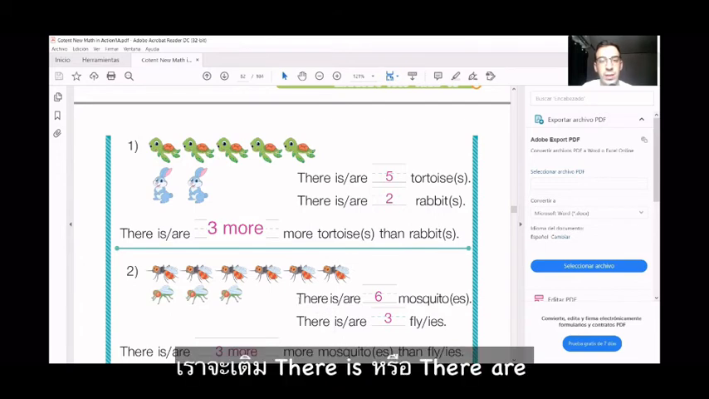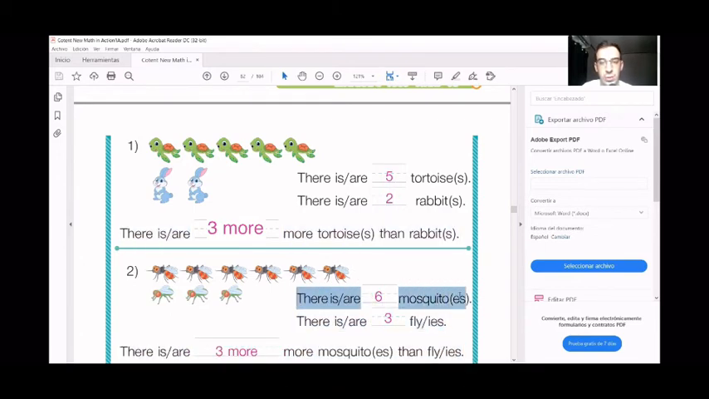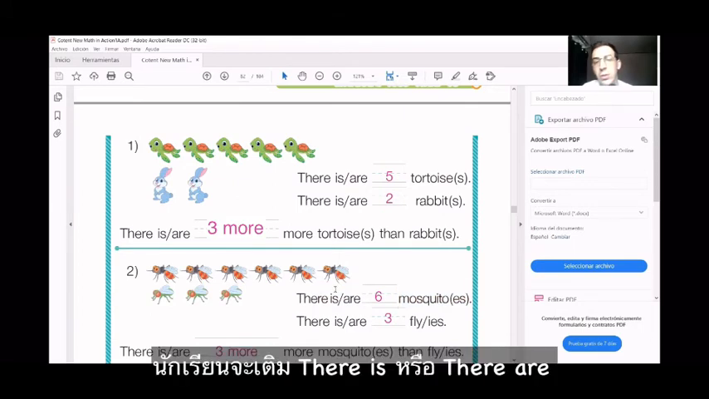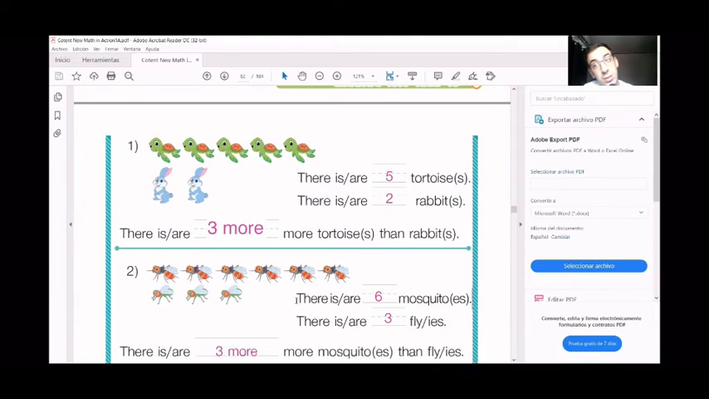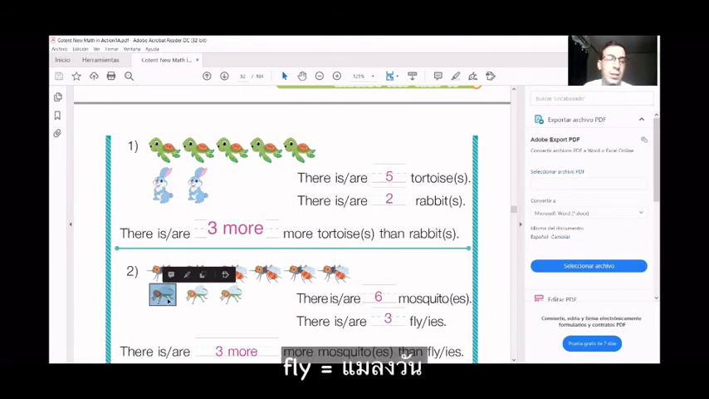So here, is it "there is" or "there are" 6 mosquitoes? What do you use here? There is 6 mosquitoes or there are 6 mosquitoes? There are 6 mosquitoes. Perfect. And what is this? This is not a mosquito. This is not dangerous because this is a fly.